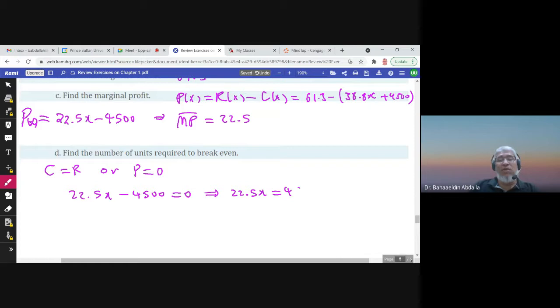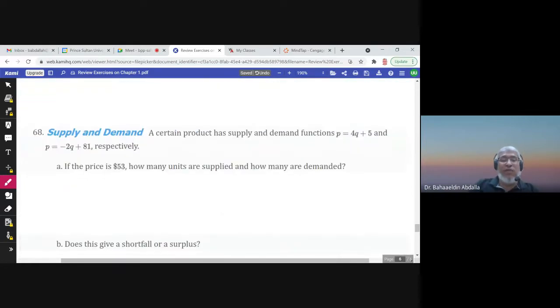I take 4,500 to the other side. I divide 4,500 by 22.5, and the answer is 200. So this is the number of units I need to break even.